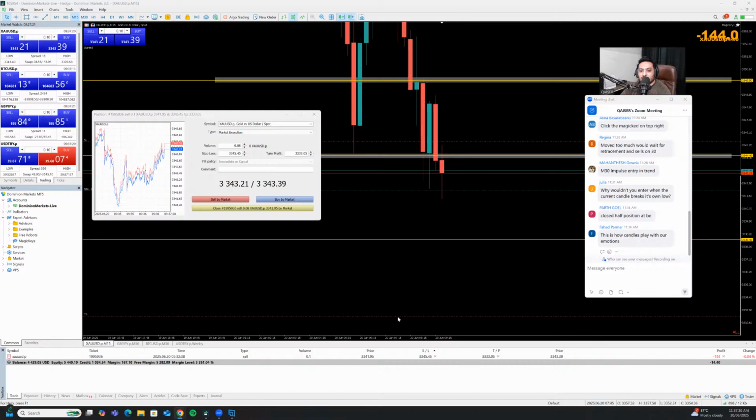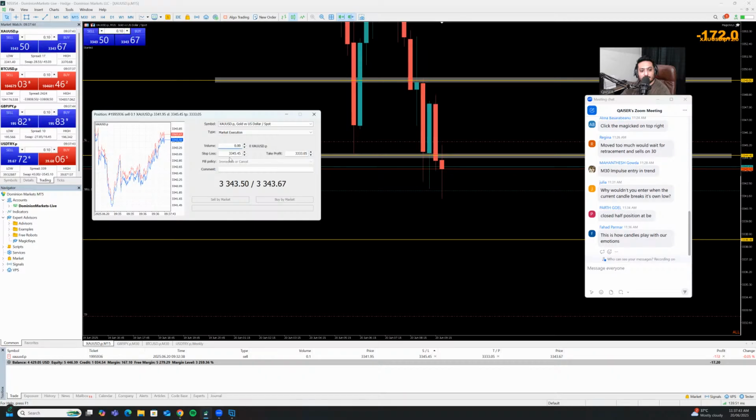Okay, I just need volume to go in my favor. This trade actually depends on the volume. And where the hell is volume right now? It's just not showing volume. Okay, so just waiting right now. I'm just waiting. This is how candles play with our emotions.